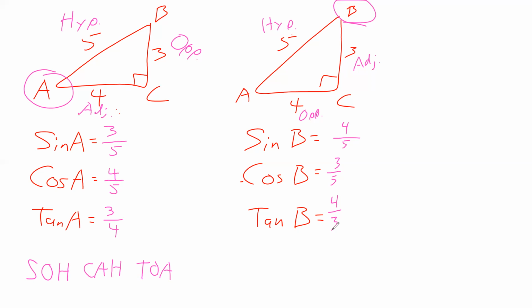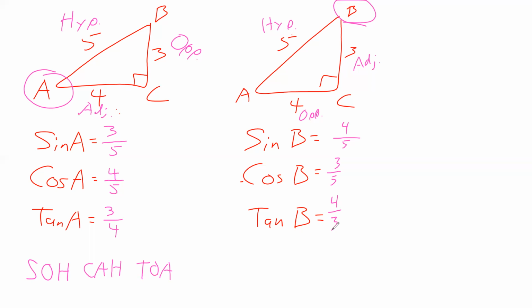Tangent, on the other hand, can be greater than 1, because on this one we have 3 over 4, and this one was 4 over 3. If the longest side is on top, that one can be greater than 1. But sine and cosine should never have a value greater than 1. All right.